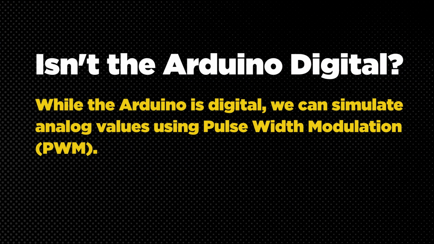You might be thinking to yourself, isn't the Arduino digital? How can we make an analog signal on a digital device? The Arduino can simulate an analog value using something called pulse width modulation, or PWM.